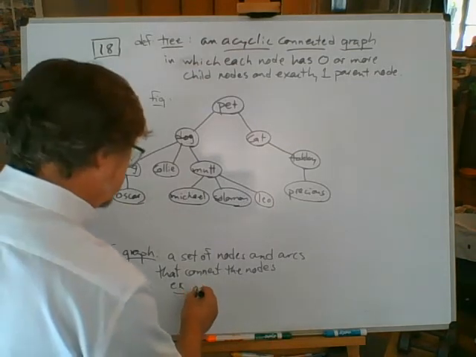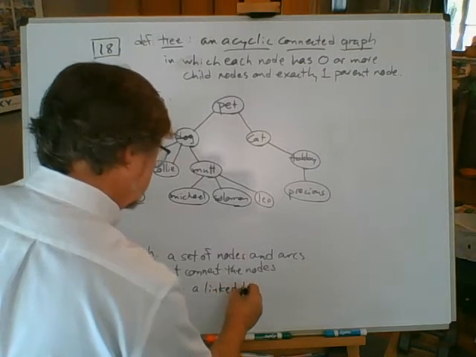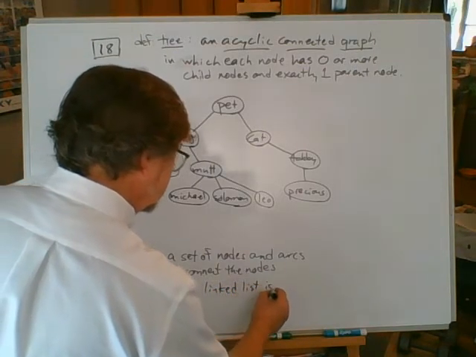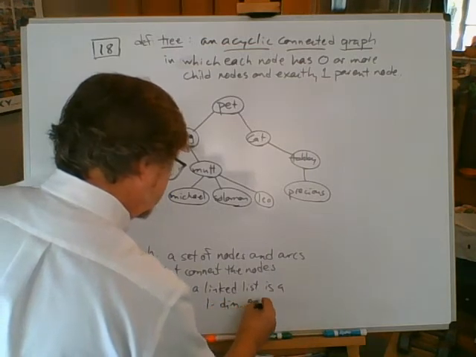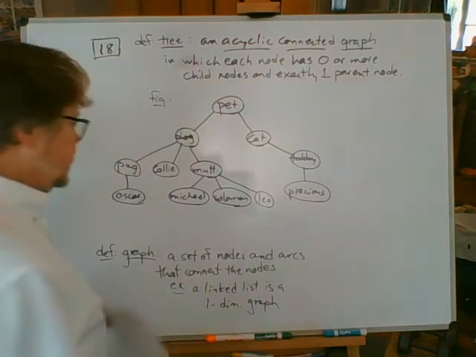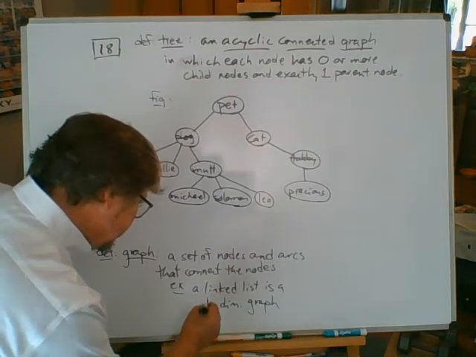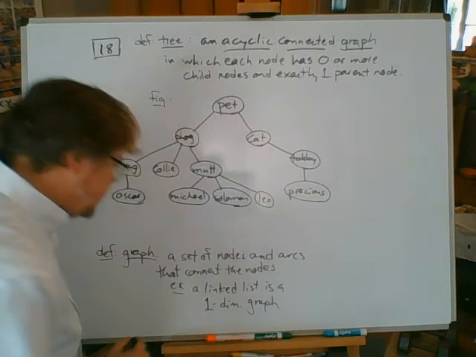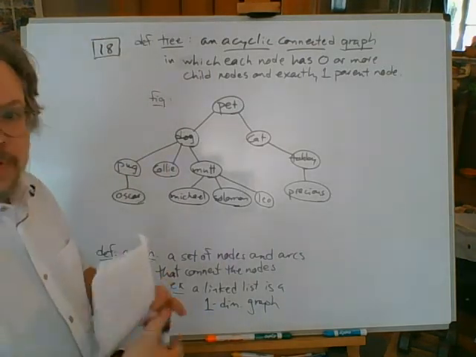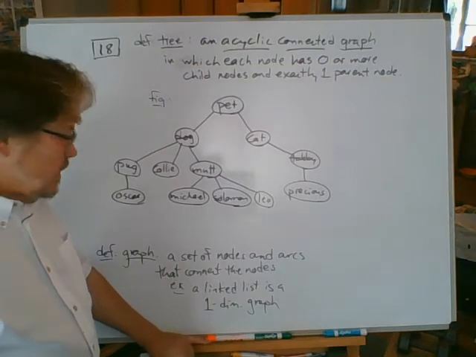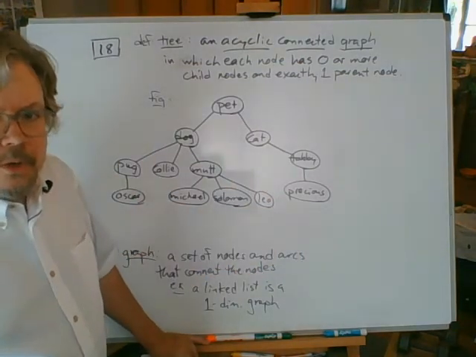Example, a linked list is a one-dimensional graph. One dim for short. A linked list is a one-dim graph. What is that? Oh, that was a dash. That's what it was. One dash dimensional graph. The nodes are the nodes. No new definition there. Except now instead of calling them arrows, we would call them arcs.